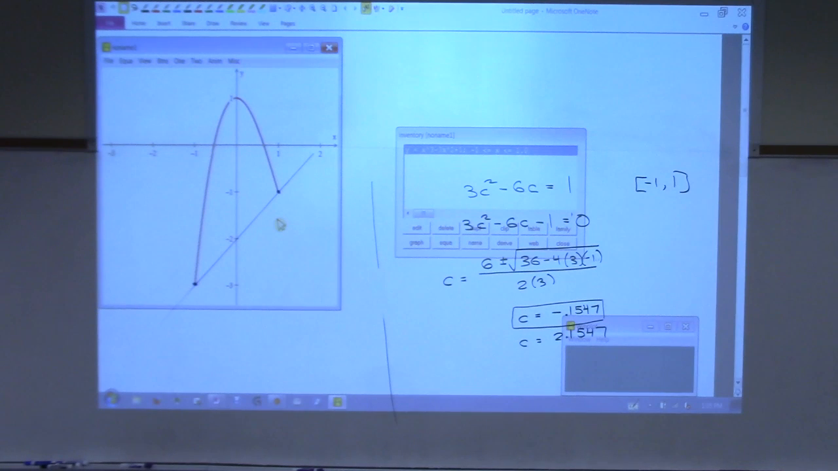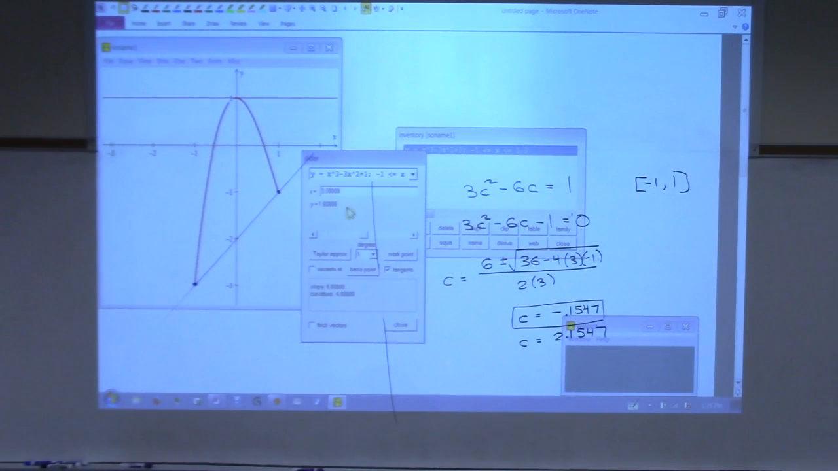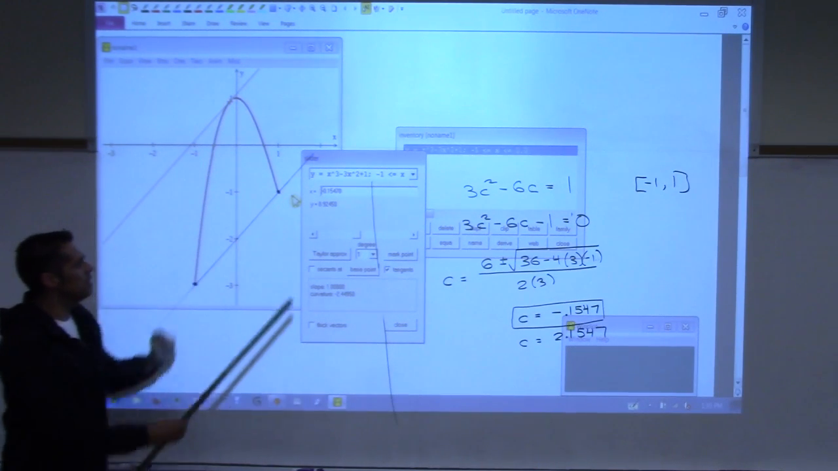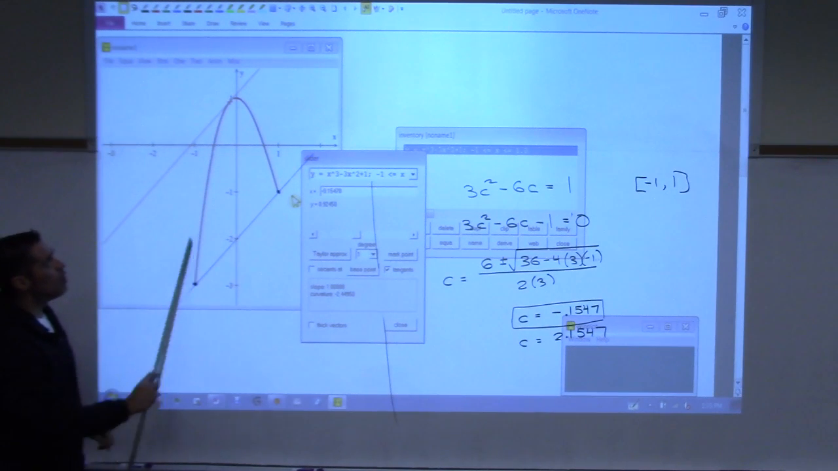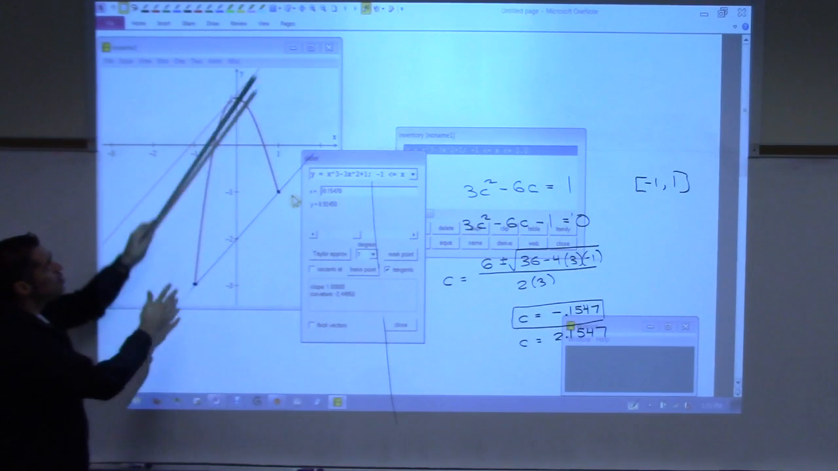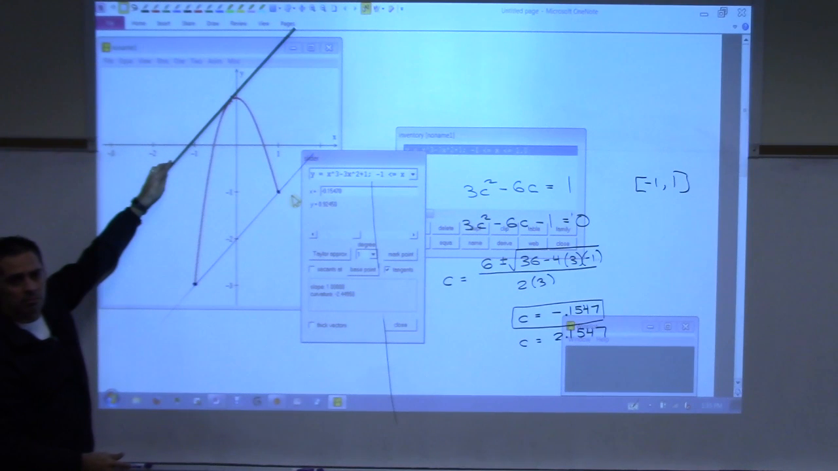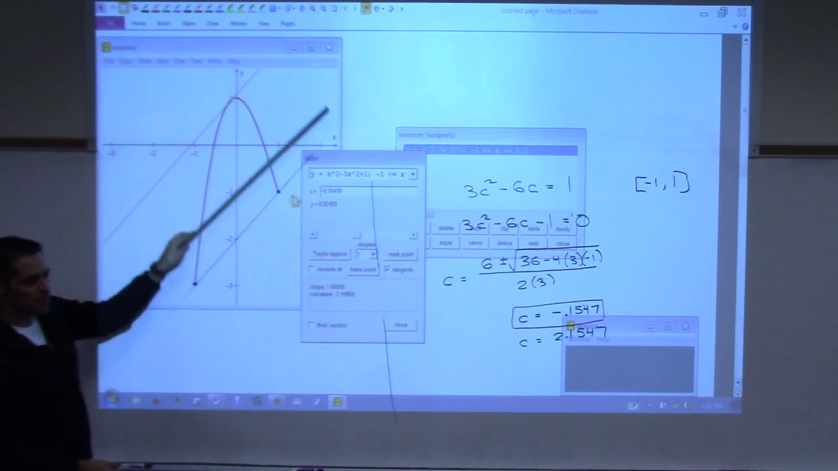Now I can actually have the computer do that for me. I can have it draw me that tangent line. So I'm going to do it. I want a tangent, and I want it at -0.1547. There it is. See? The average value of this function is the slope of that line. Somewhere within the function, we achieved the average value. The slope of the tangent line was equal to the slope of the secant.